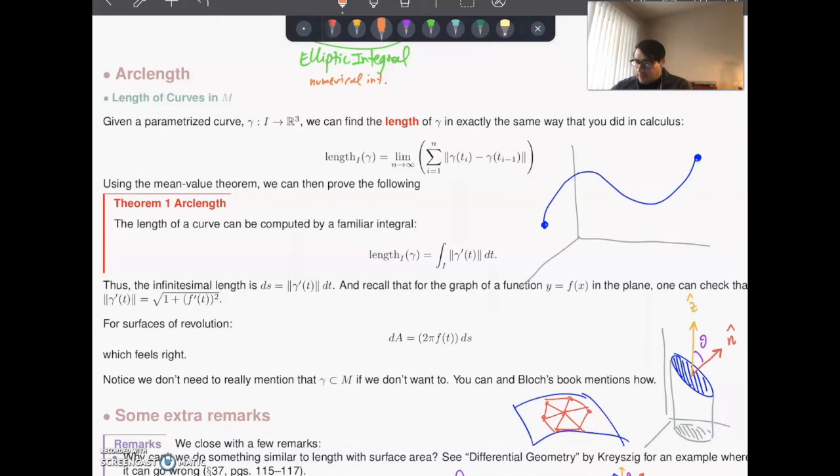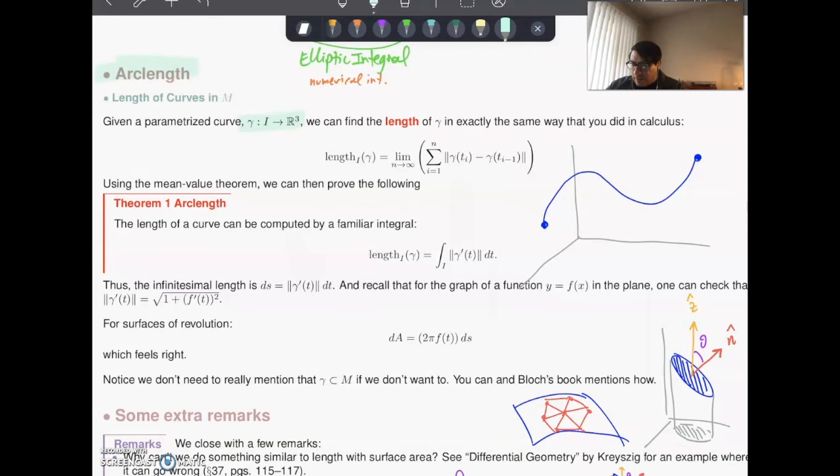Alright, so let's talk a little bit about arc length. This is just the length of a curve in M, although really, since our surfaces M are in R3, we can think about this as just a curve in R3. So how can we find the length?